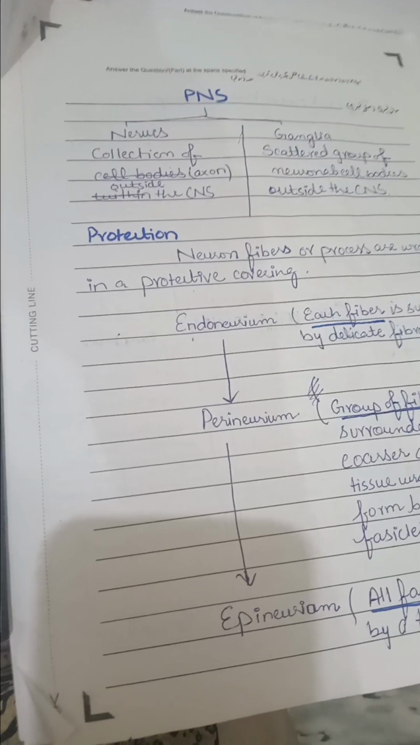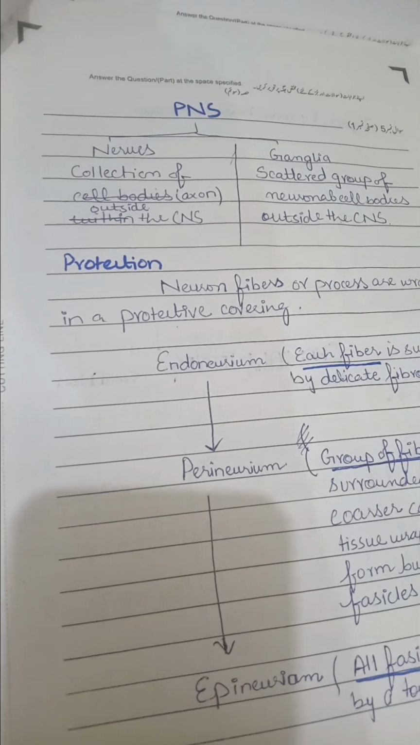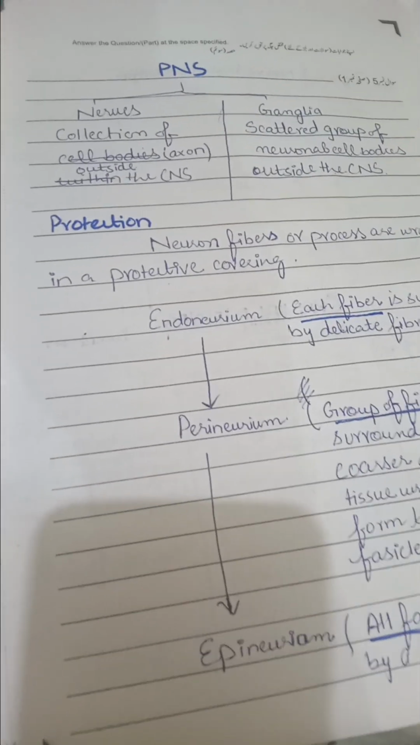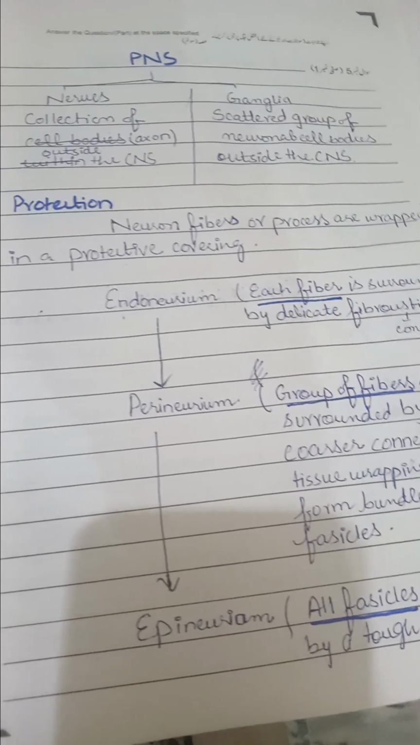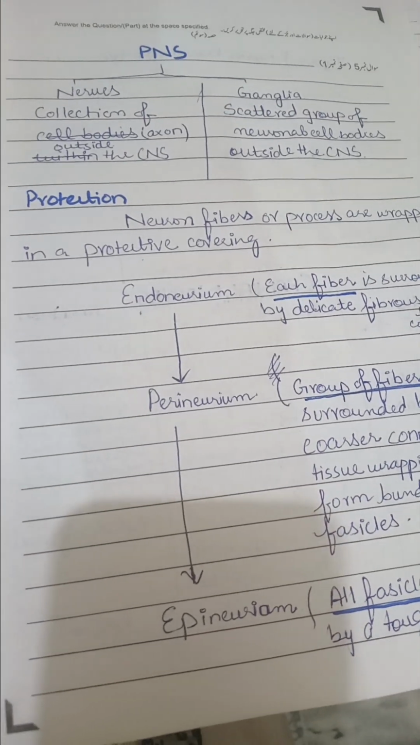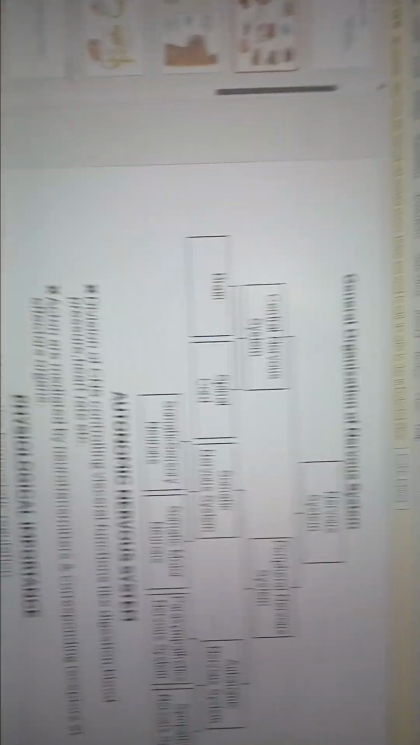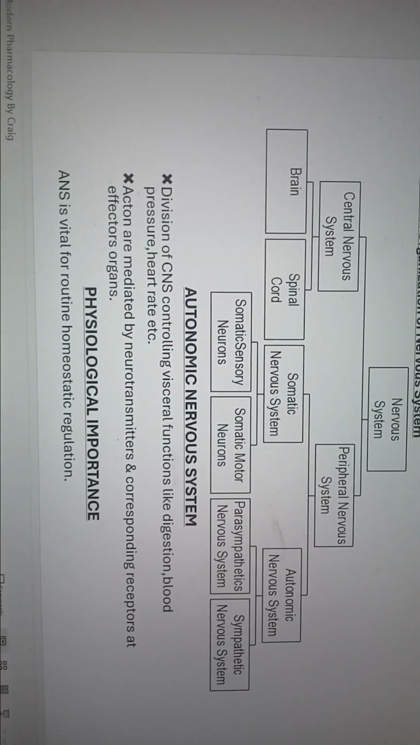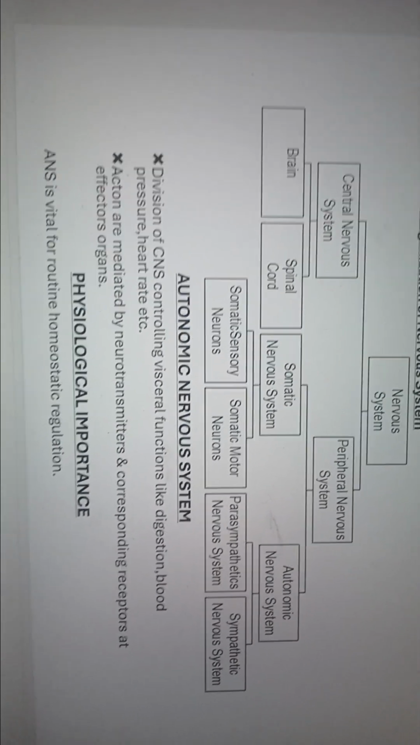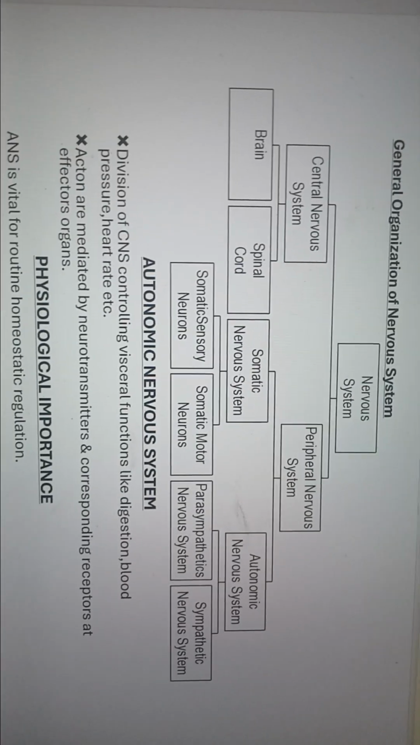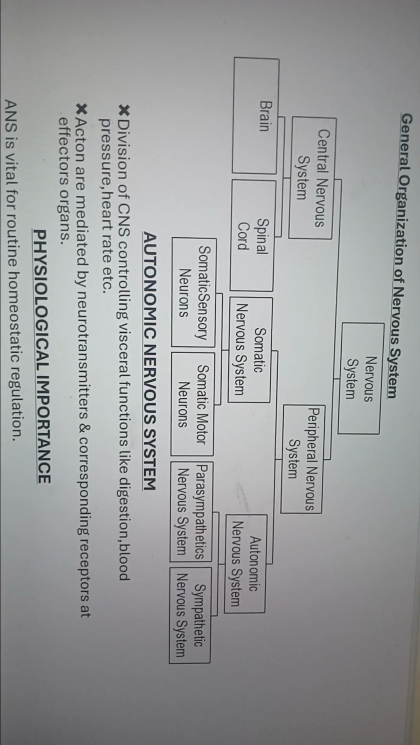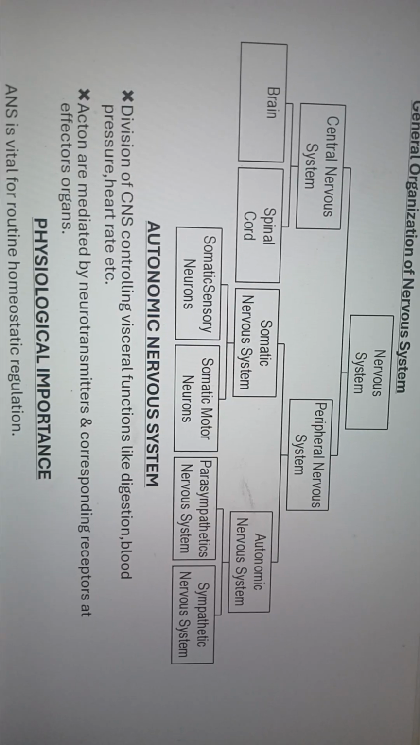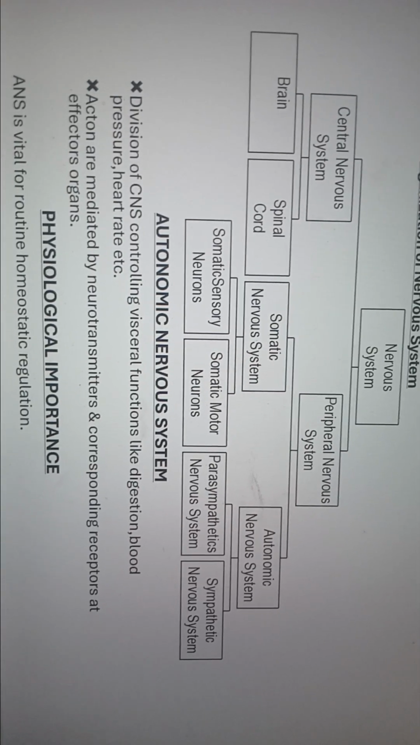What is PNS? Peripheral nervous system. Basically, our nervous system is divided into two parts: central nervous system and the peripheral nervous system. So, look, if we see here, we are dividing the whole nervous system into two parts. Central nervous system majorly consists of brain and the spinal cord, but the peripheral nervous system consists of somatic nervous system and autonomic nervous system.